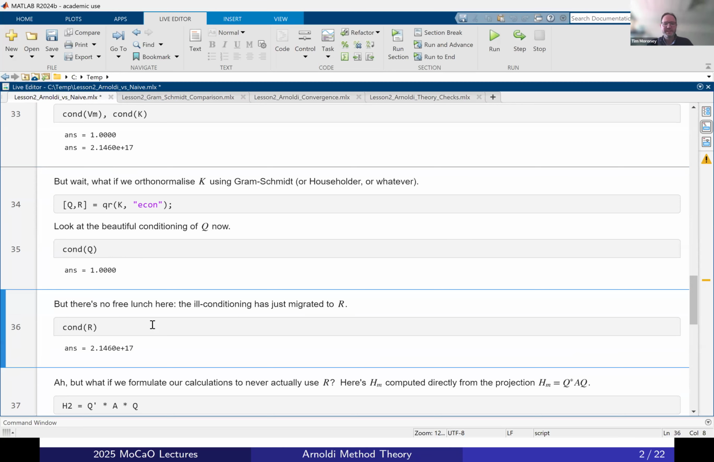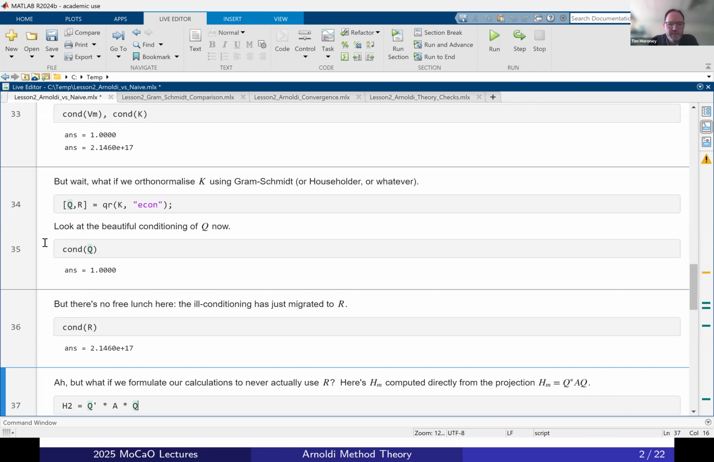Aha, you say, but who says we have to use R? What if we formulate our calculation to never actually use this R? We just use the Q, right? Because we remember that the projection of A onto its own Krylov subspace is, well, yesterday it was V transpose AV, this time it's Q transpose AQ, and Q is fine.